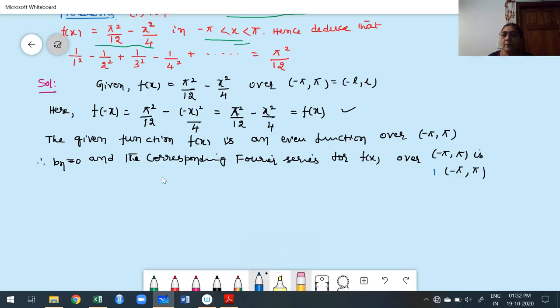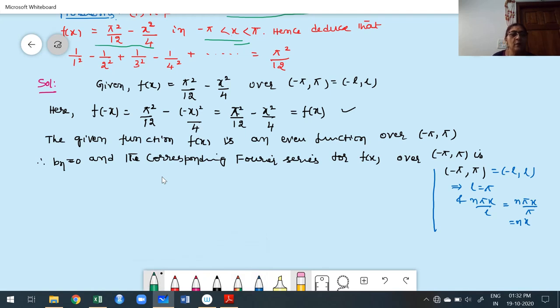Better to use a different color pen. Now here, the second case of the interval is minus L to L, which implies the upper limit L is equal to pi. L is equal to pi, and n pi x by L: n pi x by pi, the pi is cancelled. What's remaining is nx. Now, based on that, we are going to construct a Fourier series.